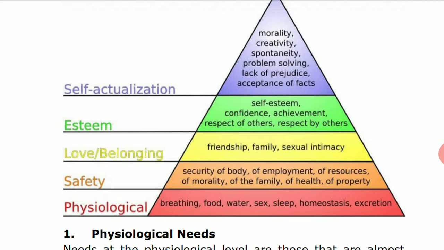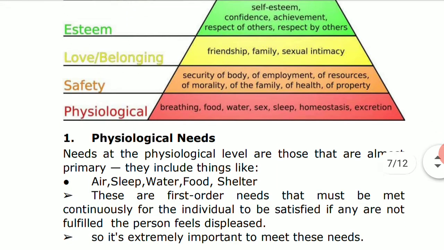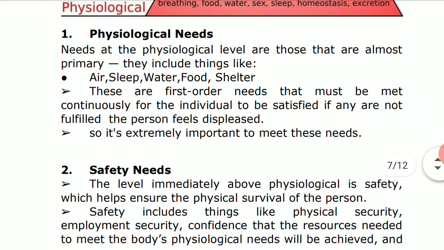Once those needs are satisfied according to Maslow, then the last need, that is self-actualization need, in which morality, creativity, spontaneity, problem solving, lack of prejudice, acceptance of facts, all this becomes absorbed in you as a personality, so that is what is known as actualization or self-actualization need, right? So let us study all these needs in detail.